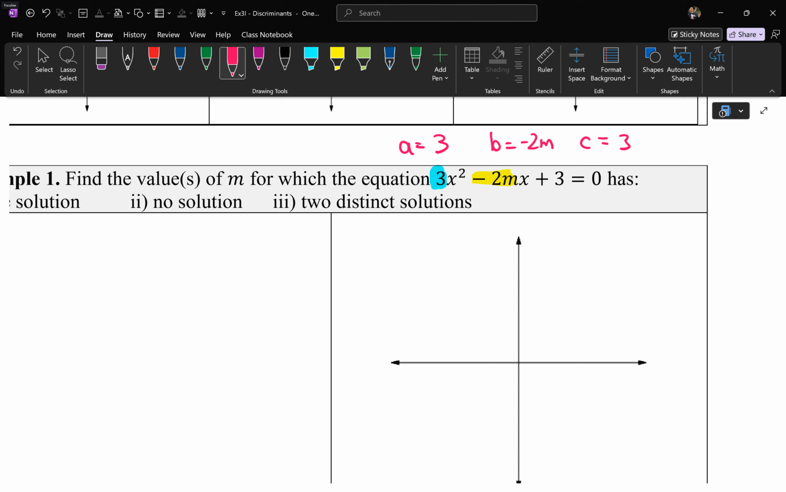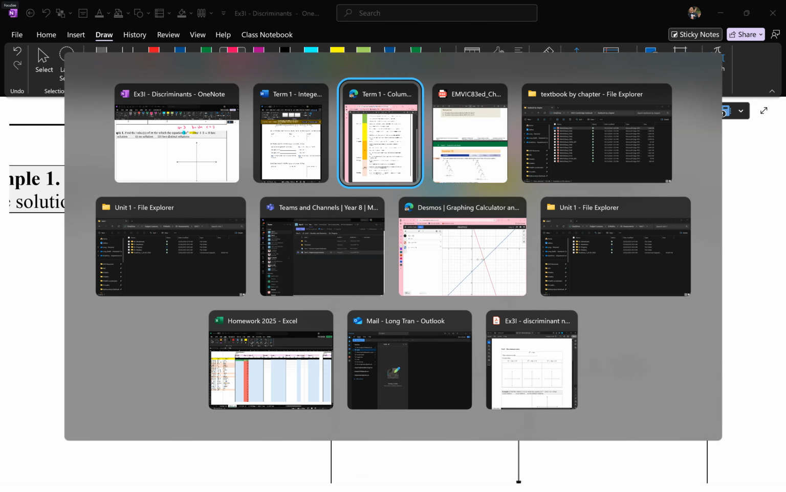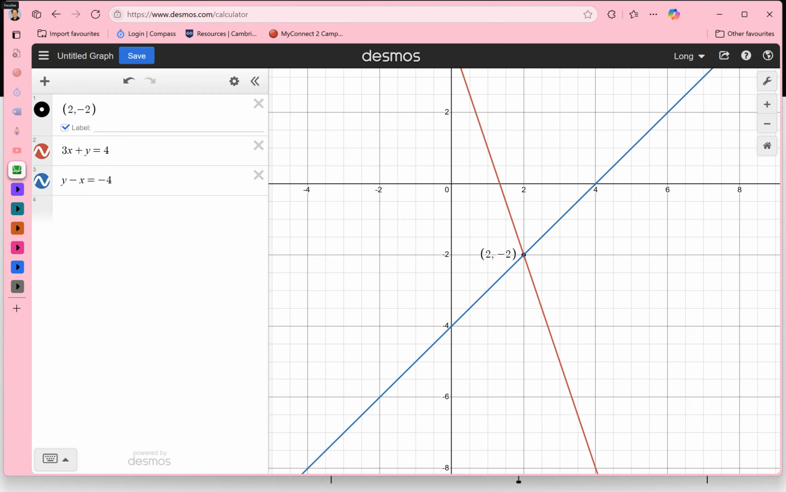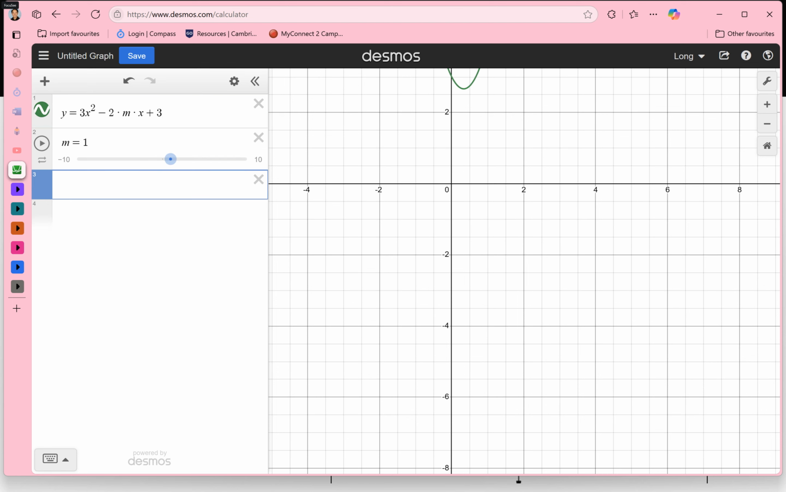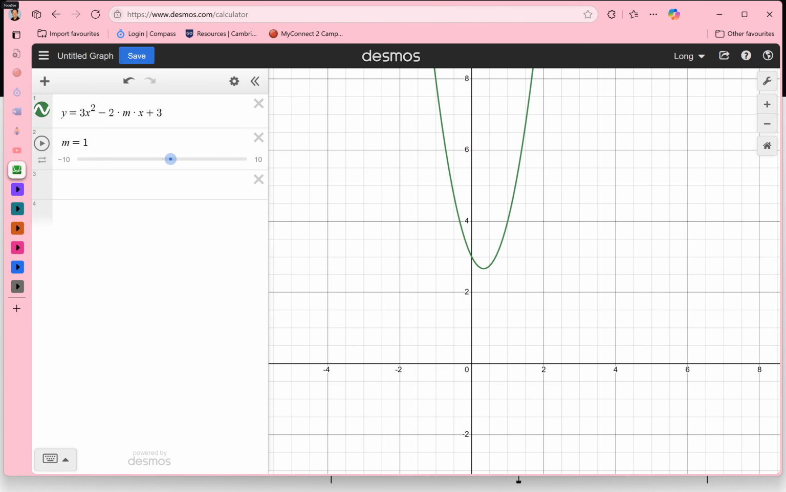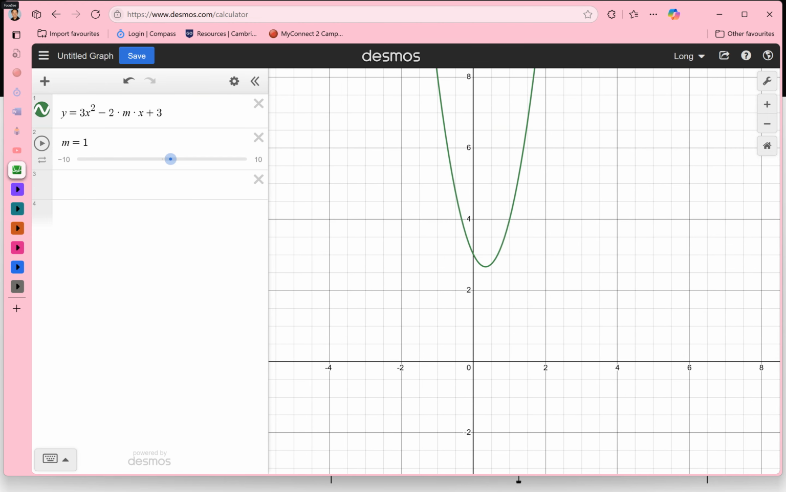Now here's the problem. I don't know what m is. So if I type this onto your calculator or Desmos, let's go to Desmos. Here's what we have. I'm asking you to sketch 3x squared, and then you've got negative 2 times m times x plus 3. You see, this is the graph if m was 1. We just don't know what m is. But when m is 1, how many solutions can you see? How many x-intercepts? None. Okay?